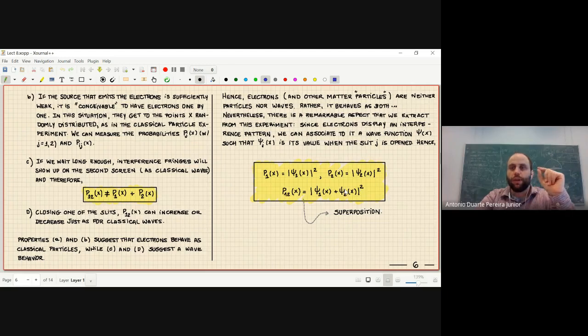So this is really the introduction of a mathematical object, which is the wave function for the electron, in such a way that when you add these things and square, you get a quantity that is related to the probability of finding the electron in a given region of the second screen. So you're seeing that I have introduced the wave function as a mathematical device to reproduce the results that I see in the experiment. Okay.